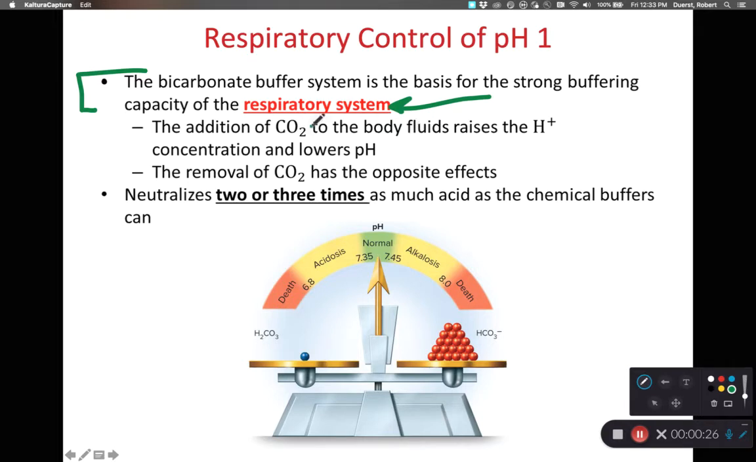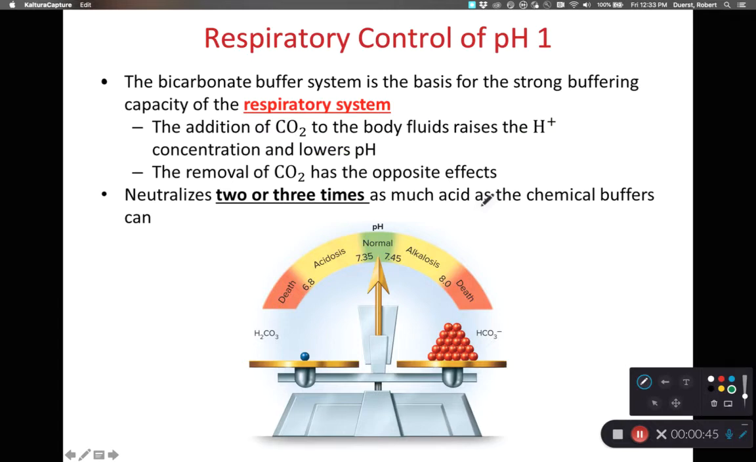And as we add more carbon dioxide to the blood, in other words, as we hold our breath more or as we breathe in and out less, more carbon dioxide causes the pH to go down because we're adding more hydrogen ions. More hydrogen ions means more acidic. More acidic means a lower pH.